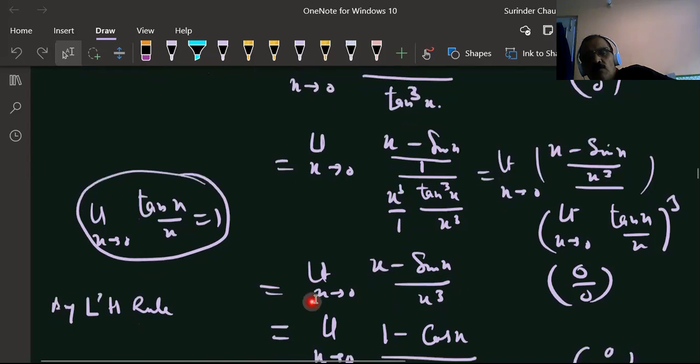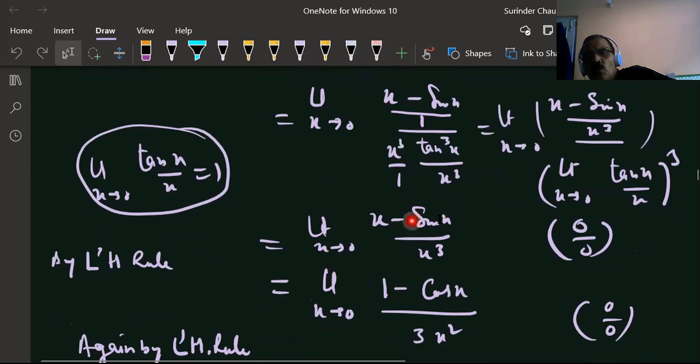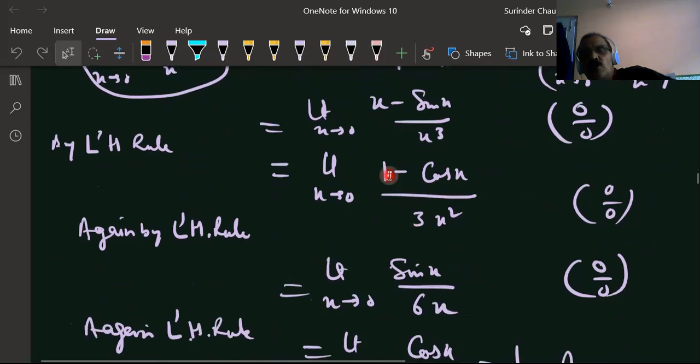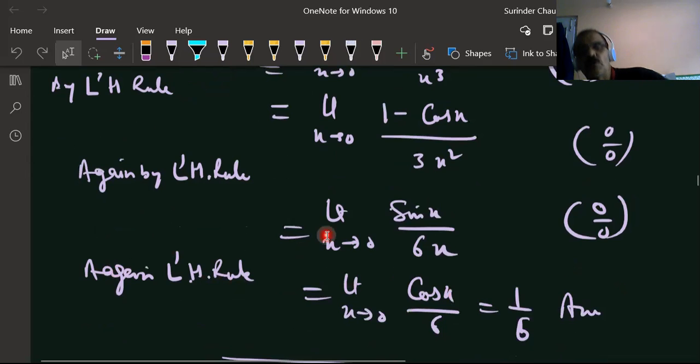This is a 0 by 0 form, so we can apply L'Hospital's rule here. Differentiation gives 1 minus cos x upon 3x square. Again put x equal to 0: cos 0 is 1, 1 minus 1 is 0, a 0 by 0 form. Again we can apply L'Hospital's rule. Differentiating, we get sin x upon 6x. Again 0 by 0 form, so apply the rule again till we get the definite value: cos x upon 6, with x tends to 0.